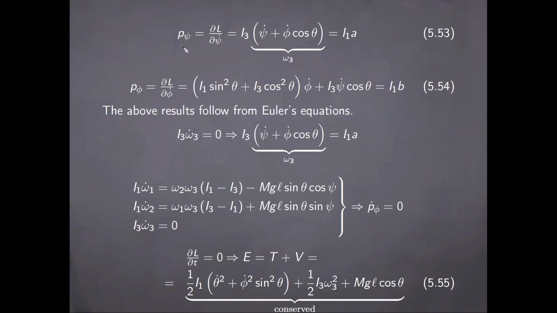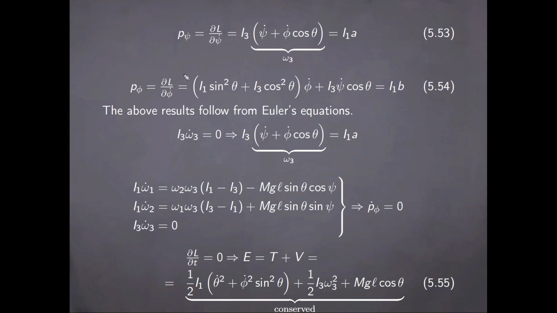If we write them out explicitly, the formulas for the generalized momenta conjugate to psi and phi have these expressions, which are obtained in a very straightforward way just by taking the corresponding derivatives in the Lagrangian. And since they are conserved quantities, it is customary to express them in terms of two constants A and B and the first principal moment of inertia.